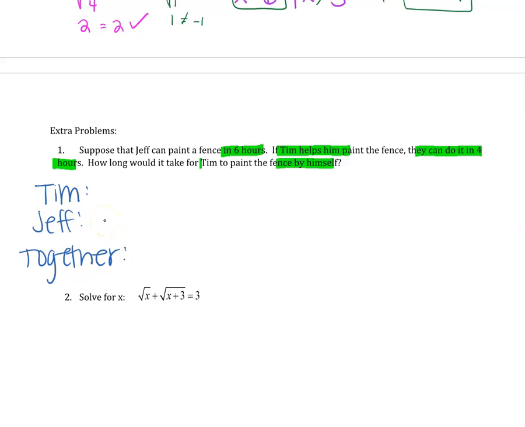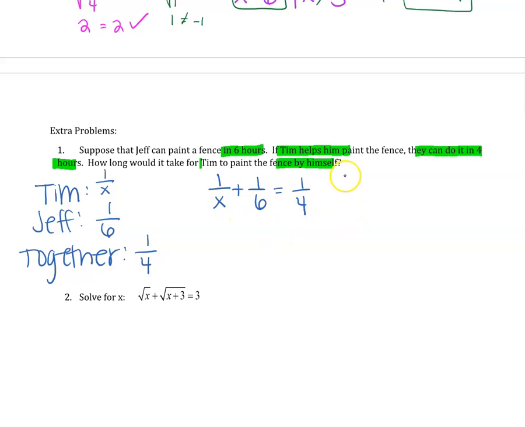So rereading this, Jeff can paint the fence in 6 hours. When we do these working together problems, it's always one job over the amount of time it takes. So 1 over 6. Together, it took them 4 hours. So together, I'm going to write as 1 over 4. One job completed in 4 hours. I don't know Tim, so let's call him 1 over x. Tim plus Jeff equals together, right? So this is 1 over x plus 1 over 6 equals 1 over 4. And now we're at a rational equation like what we did previously. But obviously, it was a word problem you needed to know how to set up.